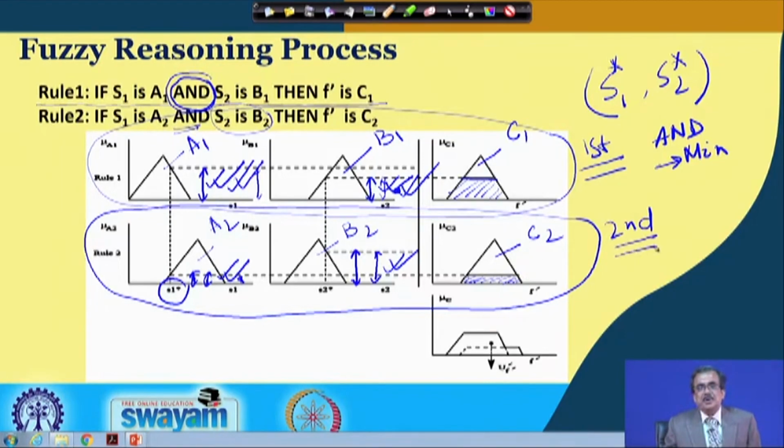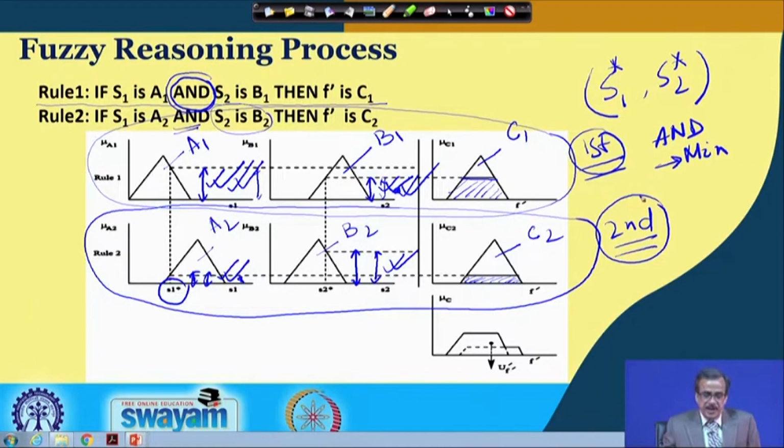This shaded portion is the output of the second fired rule. So, we have the output of the first fired rule and the output of the second fired rule. Now, we will have to combine them. To combine these outputs, we take the concept of the OR operator.